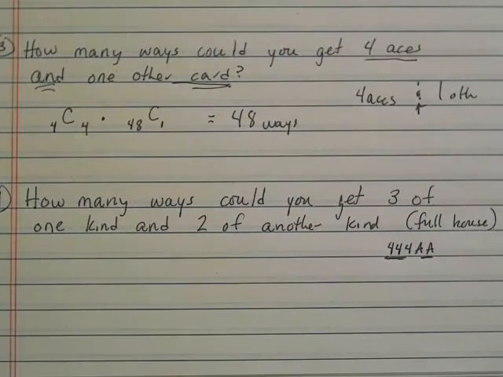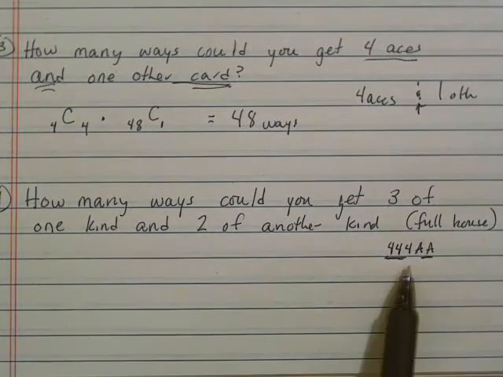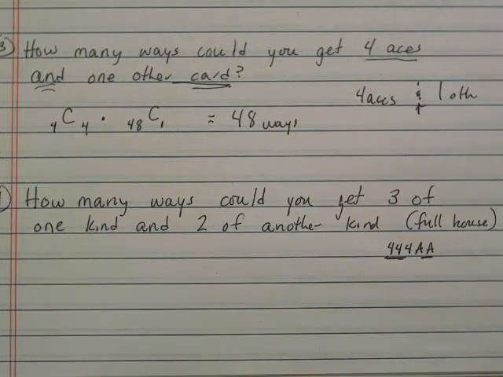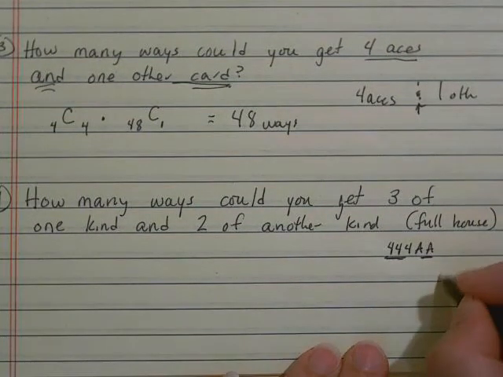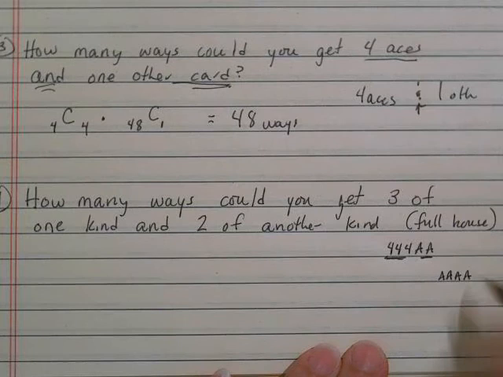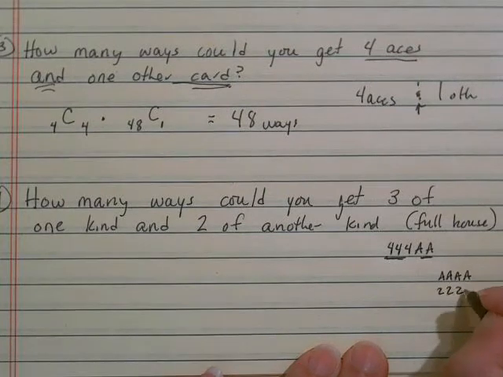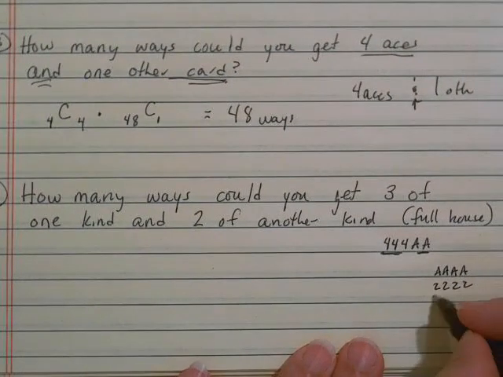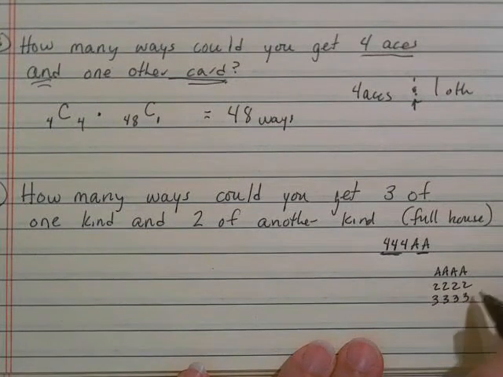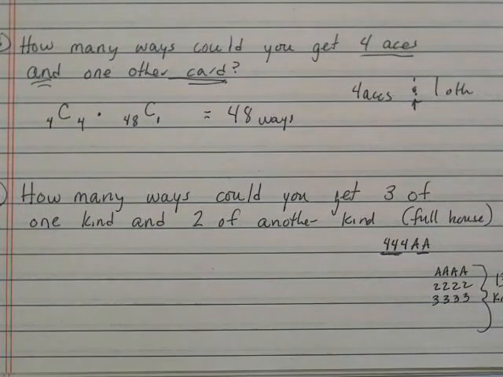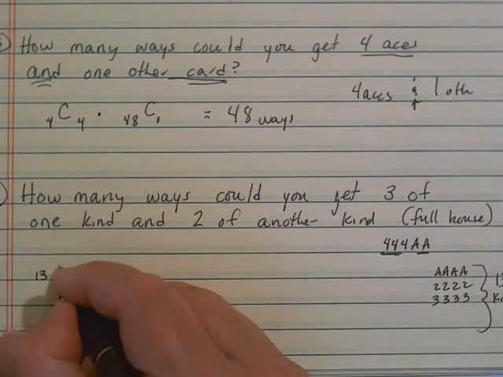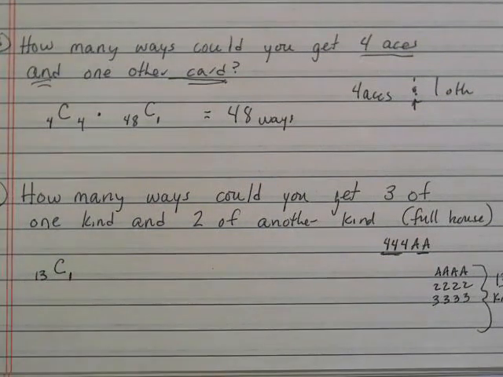So what I have to do first is narrow it down to kinds. So if you think about the kinds of cards in a deck, all 4 aces would be a kind. All 4 2s would be another kind. All the 3s would be another kind. So when I calculate that, I see that there are 13 kinds of cards. But what I want to do is narrow it down to 1 kind. So I've got 13 kinds, and I want to choose 1 of those kinds.